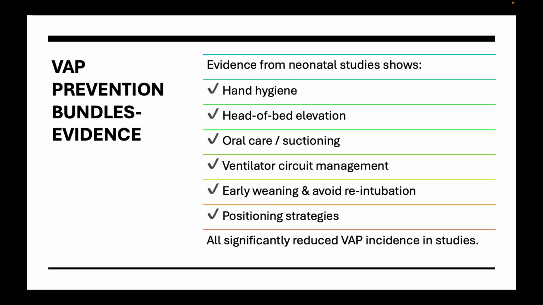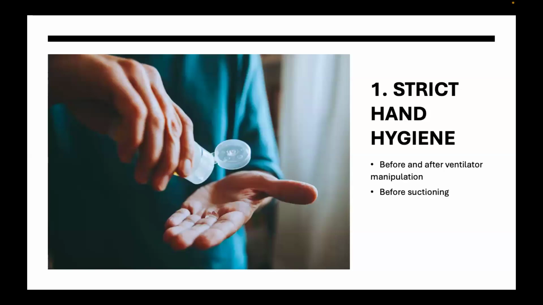Now coming to the VAP prevention bundles, evidence from neonatal studies has shown hand hygiene, head of bed elevation, oral care and suctioning, ventilator circuit management, early weaning, and avoiding re-intubation, along with positioning strategies. These are a few of the bundles in the studies. So we'll see each of them one by one.